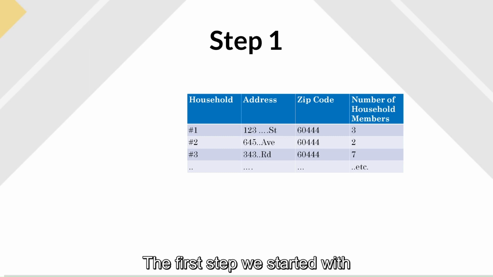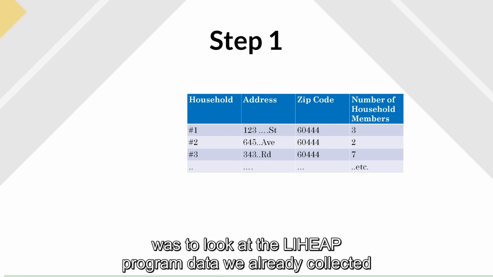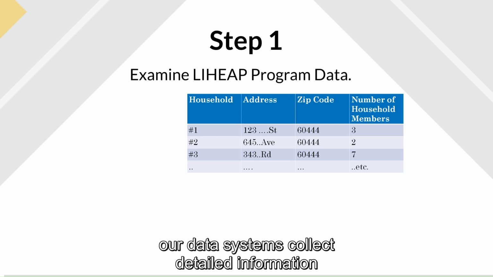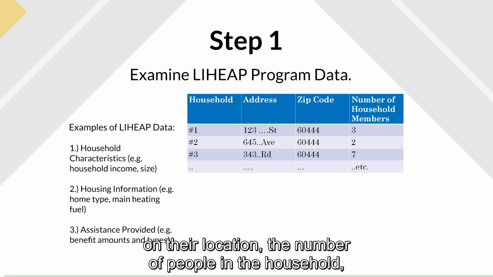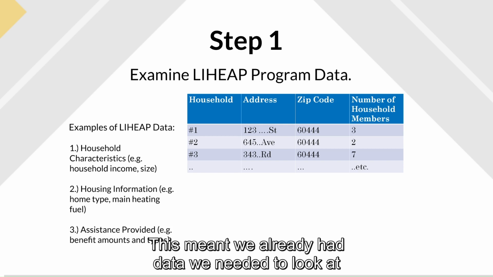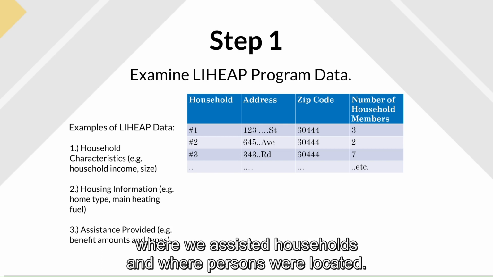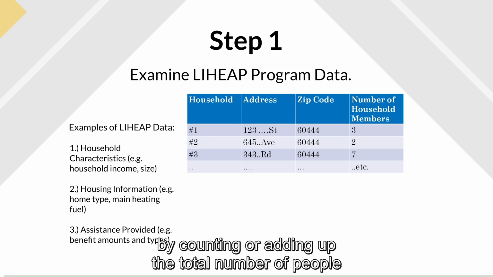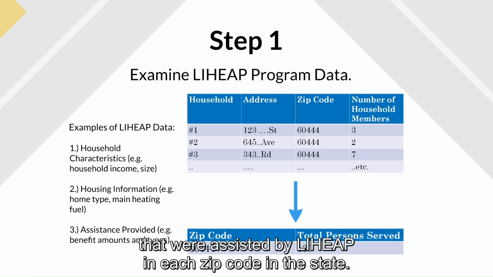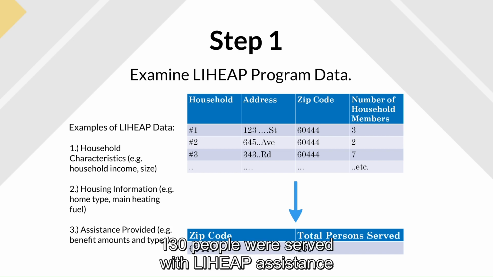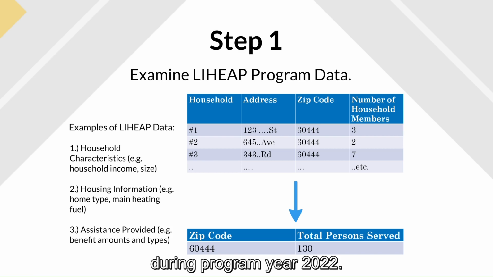The first step we started with was to look at the LIHEAP program data we already collected and used for delivering services and reporting. For every household that receives a LIHEAP benefit, our data systems collect detailed information on their location, the number of people in the household, income, things like this. This meant we already had data we needed to look at where we assisted households and where persons were located. Using this program data, our initial analysis started by counting or adding up the total number of people that were assisted by LIHEAP in each zip code in the state. For example, in zip code 60444, 130 people were served with LIHEAP assistance during program year 2022.